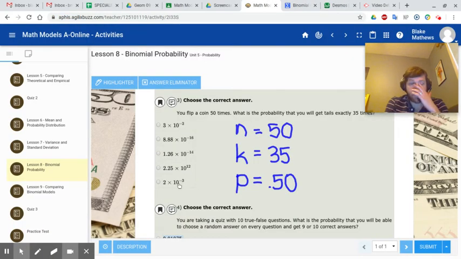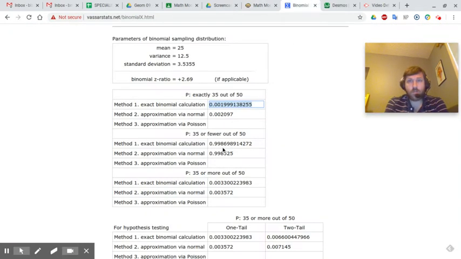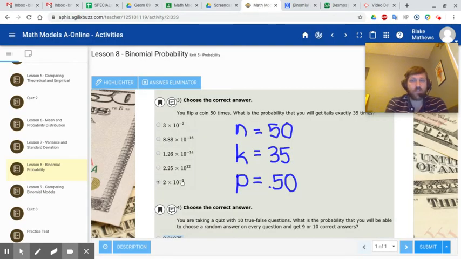But basically, 10 to the negative third. The only one of these that's even close is this 2, because we had 0.00199. If I round this, I'm going to get a 2 right here. And that's the answer for this one. So I'm glad I did that one for you because that is a weird answer.